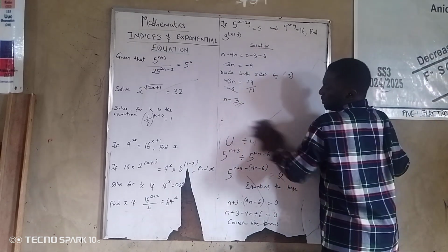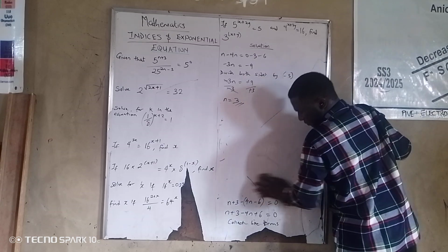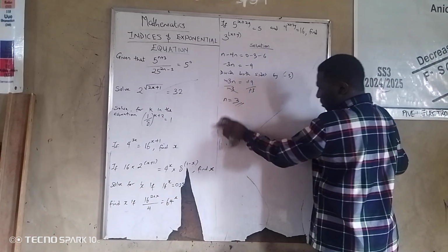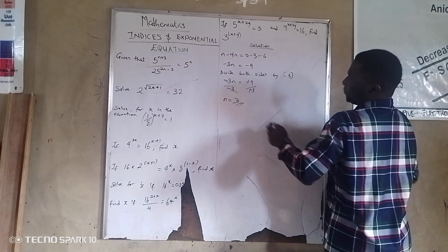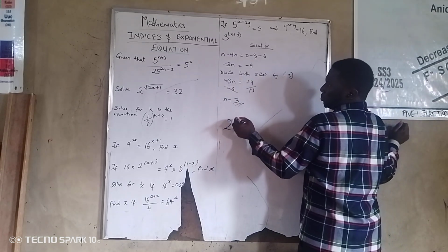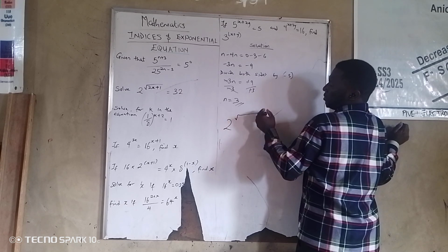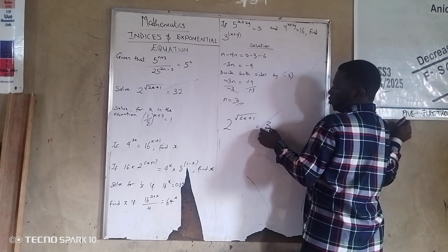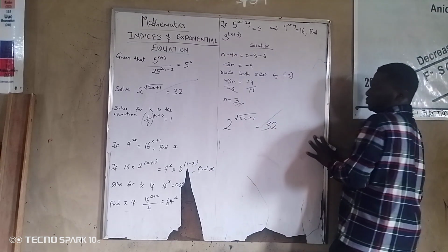So that will take us to the second example. I really hope you understand, and if you don't, you can ask question in the comment section. The next question says we should solve 2 raised to power 2x plus 1 equals to 32.